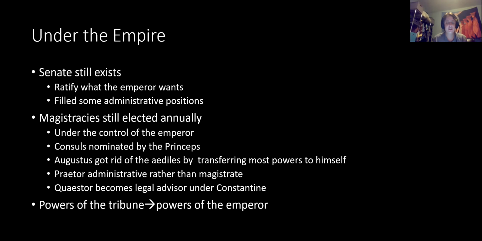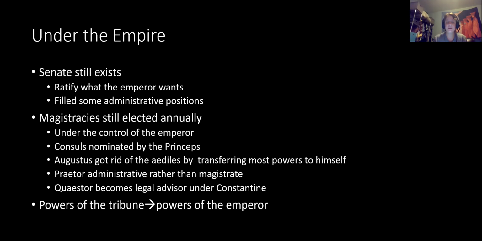This system of magistracies continued throughout the empire as well, even though the emperor was the head of the state. Many aspects of the government stayed the same, while many changed. The Senate still existed, but only to ratify what the emperor wanted. Senators could also hold administrative positions within the government. Magistracies were also still elected annually, but a lot of them looked very different. They were all, of course, under the control of the emperor.